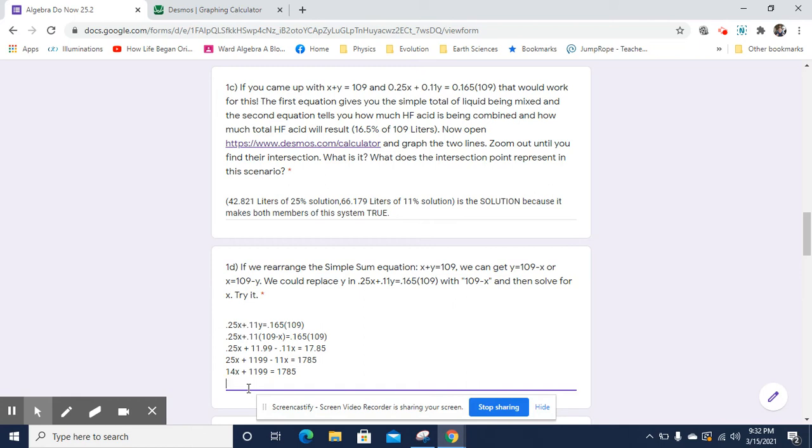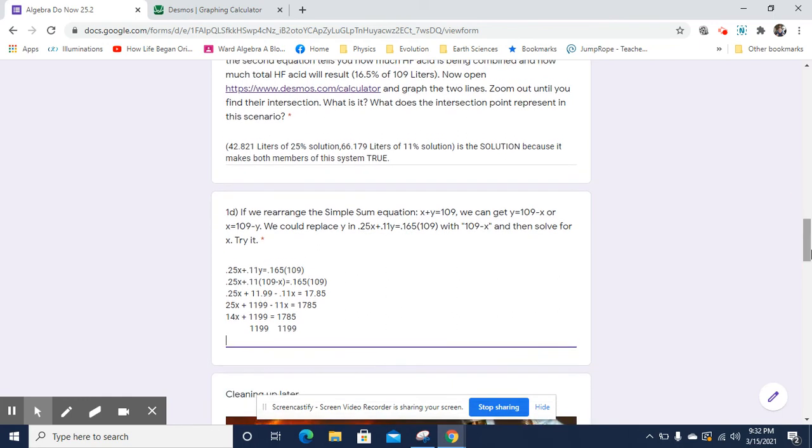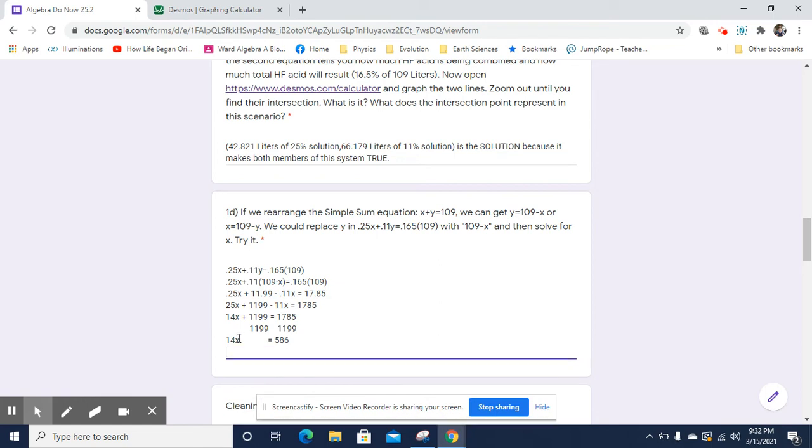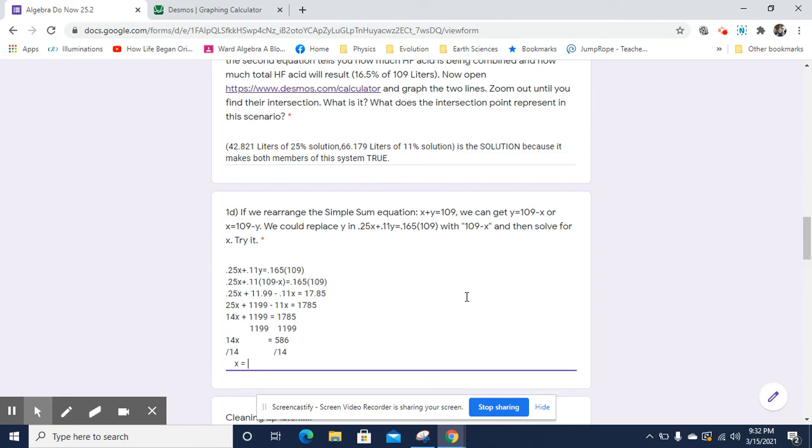1785. And now I will subtract 1199 from both sides. And that's one less than taking away 1200. So that actually makes that math really easy. 14x equals, well, 1785 minus 1200 would be 585. But I took away one less than that, so it's 586. So I've got 14x equals 586. Now I'm going to divide both sides by 14. And x is going to equal 586 divided by 14. Let's see what that equals.